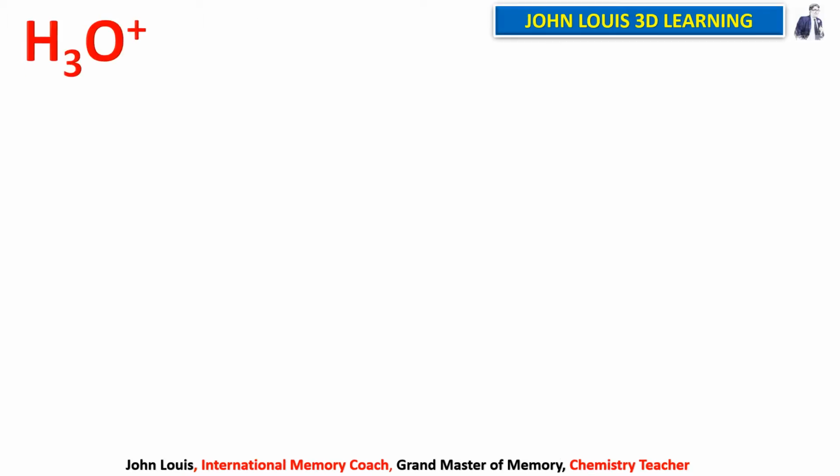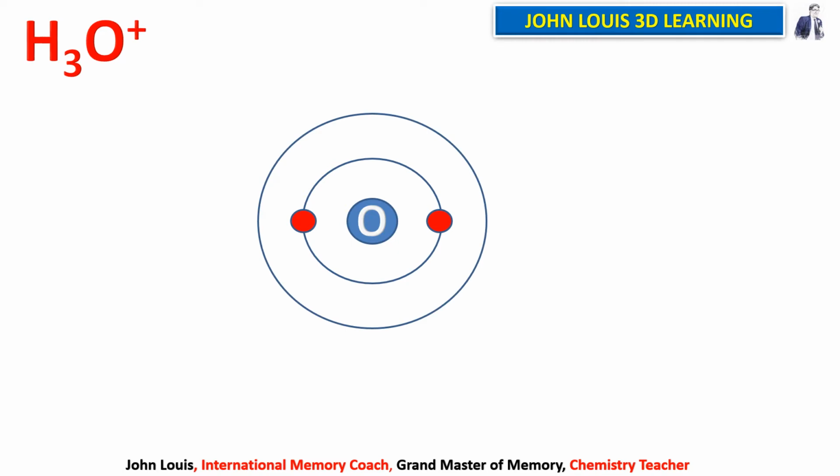So hydronium is H3O+. So how is water formed first? Let us understand that one. See, oxygen is the middle atom in water. Therefore, we need to write its electronic configuration. How many electrons in oxygen? 8. Therefore, the first orbit is filled with 2 electrons. The second orbit is filled by 6 electrons. 1, 2, 3, 4, 5, 6. Okay, 6 electrons. So 6 plus 2, 8 electrons. First orbit 2 electrons, second orbit 6 electrons, totally 8 electrons.